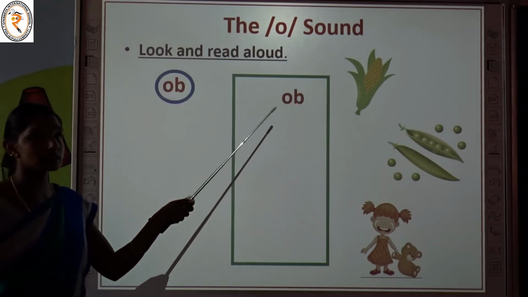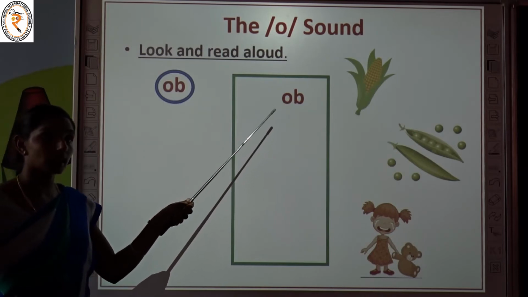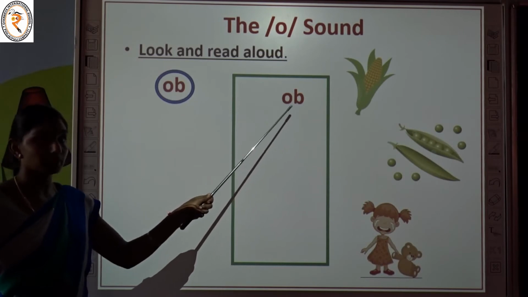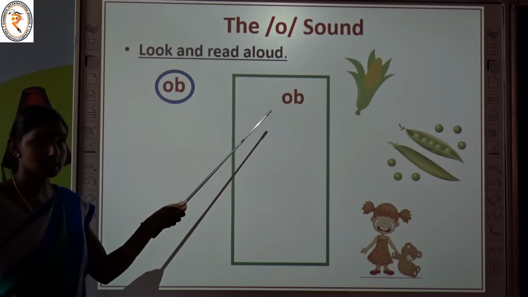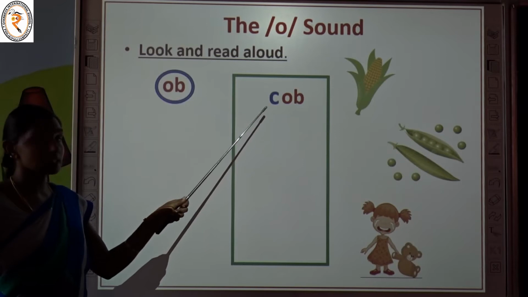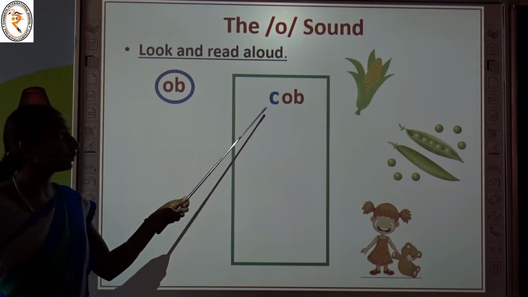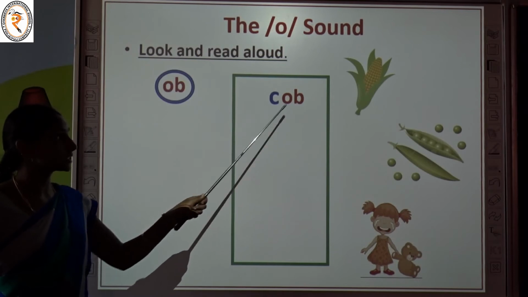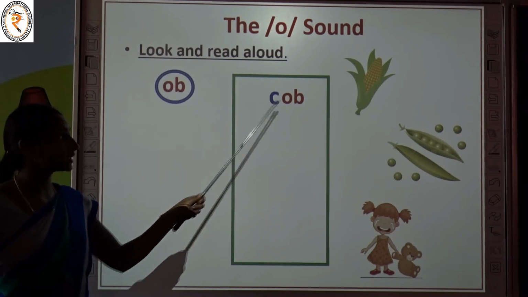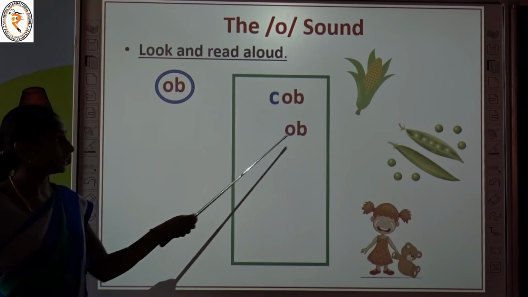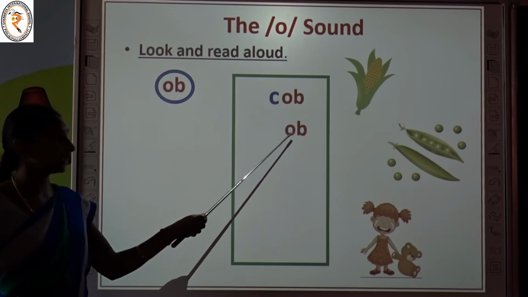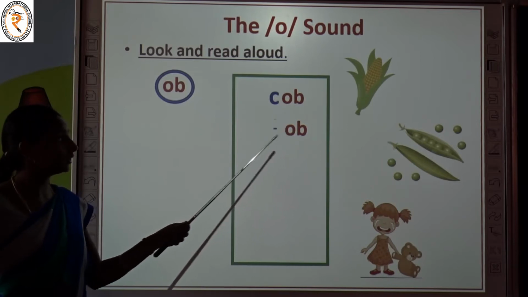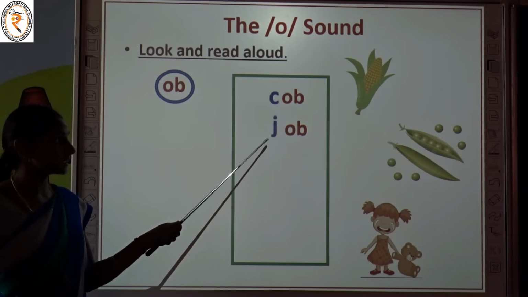How can we pronounce the letters OB together? Try yourself. Ob. Okay children, is it clear? Now C is added to ob. How can we pronounce the letter C? Ik. Ik plus ob, cob. Again we have OB. How can we pronounce this? Ob. The letter J is added.